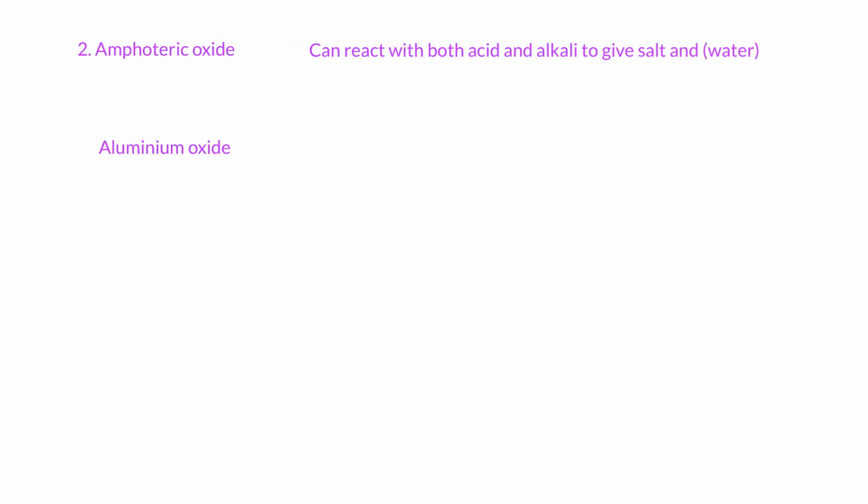Next, we're going to talk about the amphoteric oxide. Remember the spelling, you always see these in inorganic chemistry questions. They can react with both acid and alkaline to give salt and water. I put the water in brackets because in one of the equations you really can't see the water coming out. First of all, you have to remember aluminium oxide.